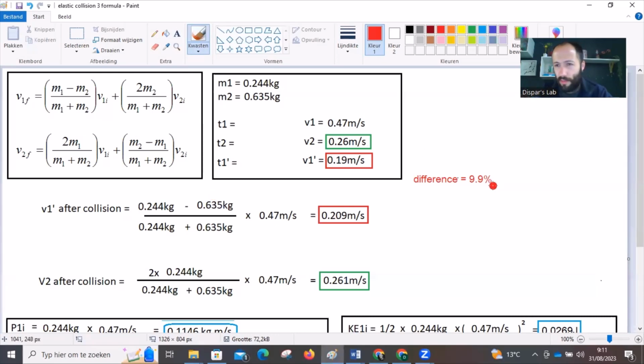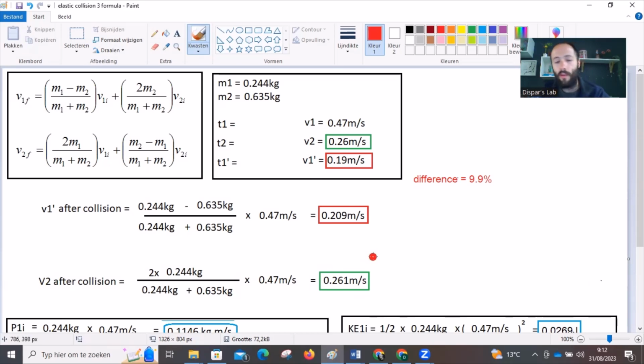So 9.9% difference, and for part 2 after collision, the big mass, the prediction is 0.261 meters per second, and the actual result is 0.26 meters per second. So it's near perfect. It's spot on. It's a very precise prediction.